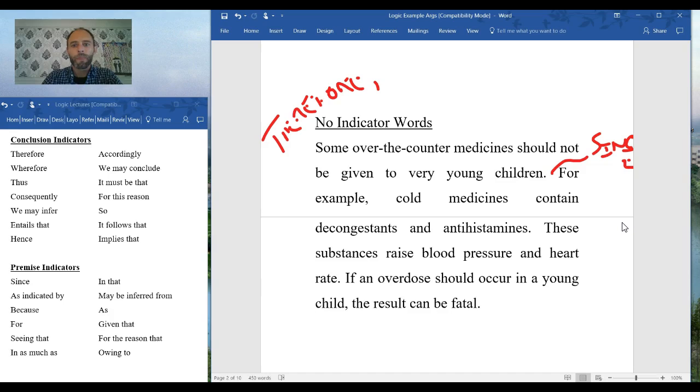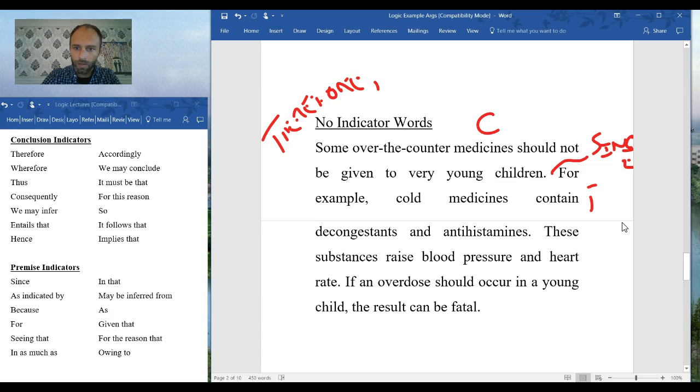Premises first. Since, for example, cold medicines contain decongestants and antihistamines, and these substances raise blood pressure and heart rate, and if an overdose should occur in a young child, the result can be fatal. Therefore, some over-the-counter medicine should not be given to very young children. And if we read those indicator words back in, the paragraph makes sense, right? So we see for this paragraph, the conclusion is the first statement, and then we have 3 premises.